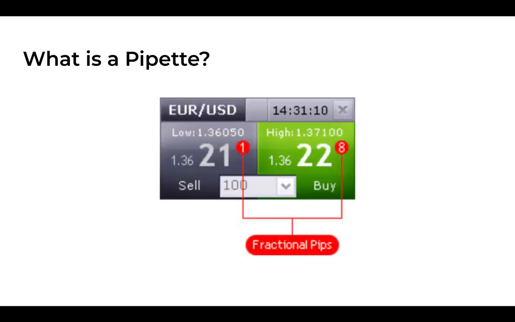And here you can see an example of an actual brokerage showing that. They highlight mainly focused on the pips. So you can see 1.3621. That 1 is a pip, and then they have the 1 or the 8. Those are fractional pips or pipettes.